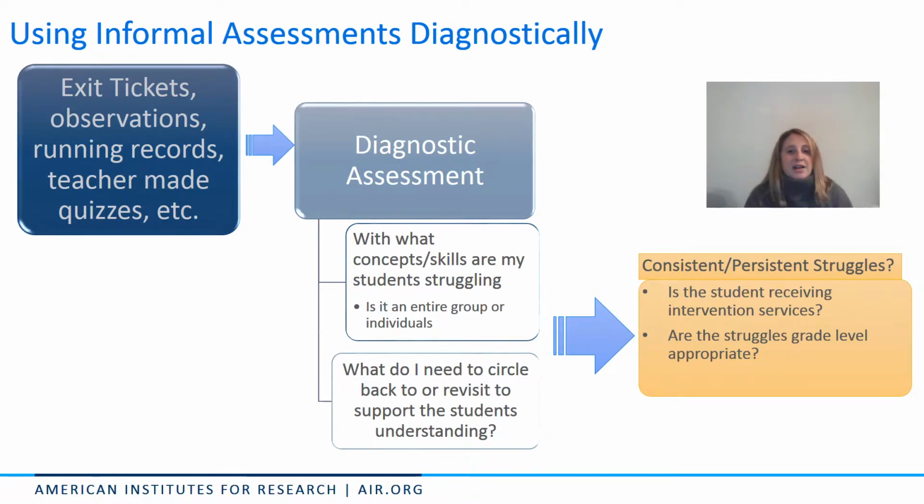This flowchart is a great example of a process to follow to diagnostically understand a student. Start with some exit tickets, observations, running records, quizzes you've made, and use them diagnostically. What concepts are the students struggling with? What skills? Is it the entire group or an individual? Do I need to circle back my teaching or revisit certain supports for specific students? And then if it becomes consistent and persistent struggles, are the students receiving intervention services? Are the struggles appropriate for grade level, or do we need more extensive information?